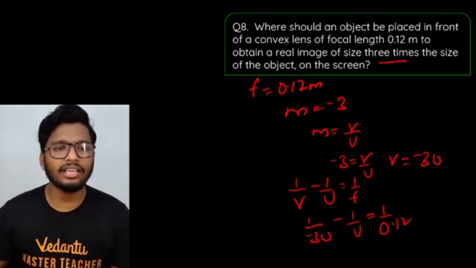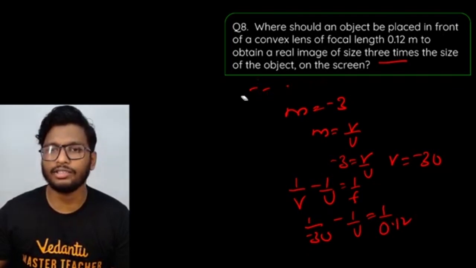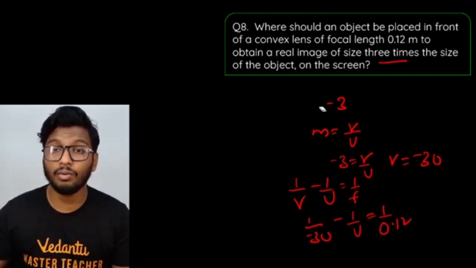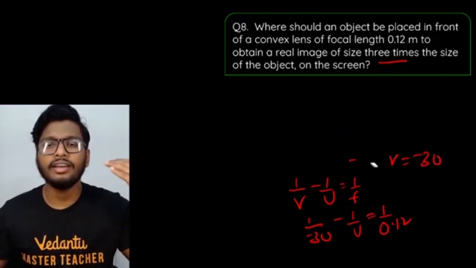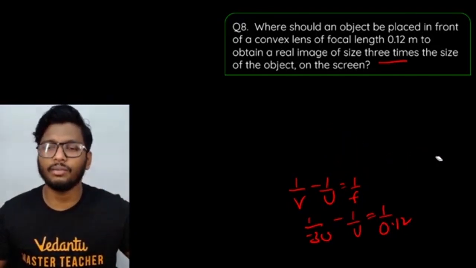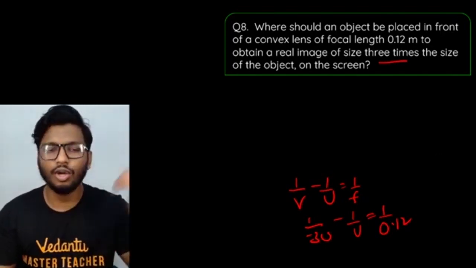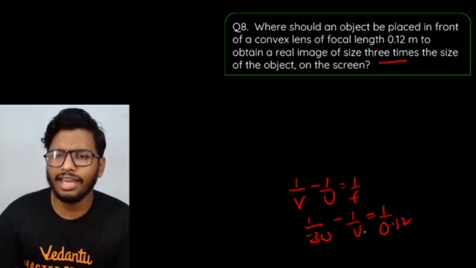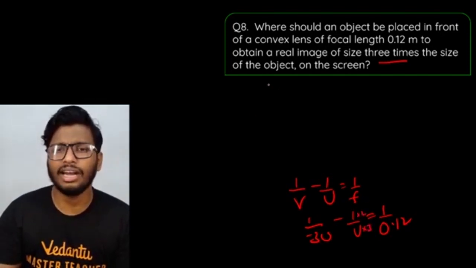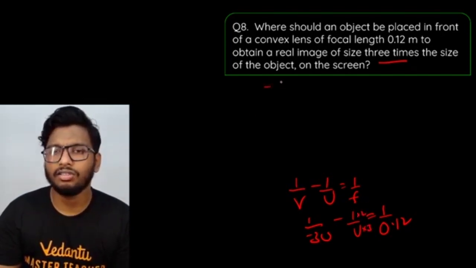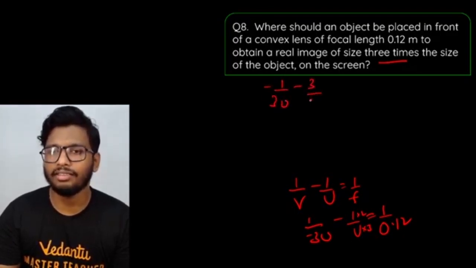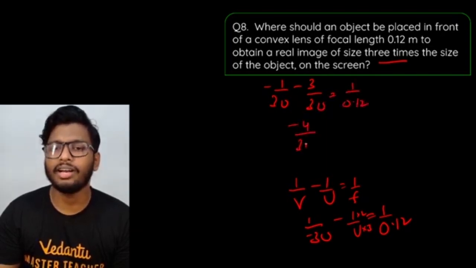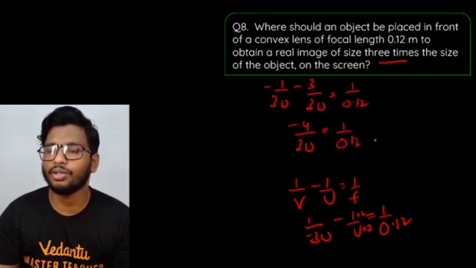Simple so far. I'm going to erase the first part so that I'll get enough space to write the rest of it. I hope you guys understood so far. All I did was find out the value of V using the formula of magnification and then substitute the value in the lens equation to get this. Now, solve this equation. It's very simple. I'll find the LCM, which is 3U. So that will be minus 1 by 3U minus 3 by 3U is equal to 1 by 0.12, which is nothing but minus 4 divided by 3U is equal to 1 by 0.12.